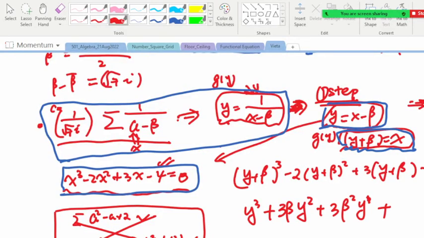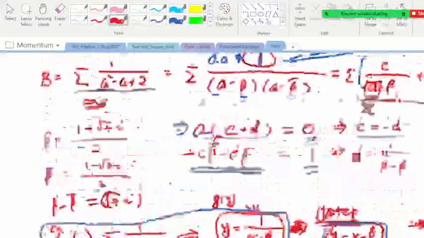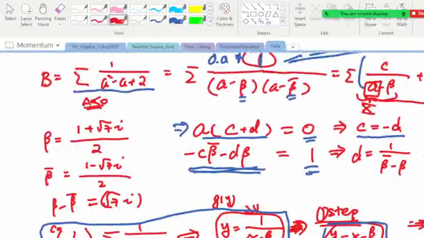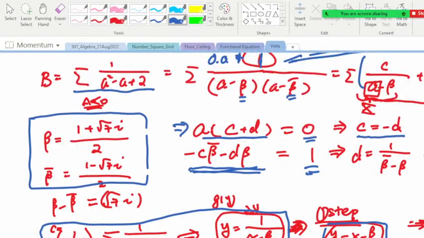Did you see? We can expand it like this, right? That's the first term. What's the second term? Minus 2y squared, right? Wait, so beta is a constant, right? Yeah, beta is a constant. Okay, got it. It's just kind of confusing. Yes, beta is a root of this, right?